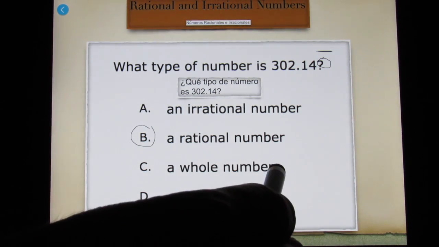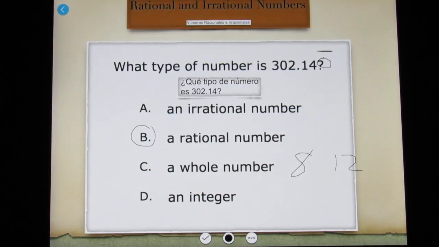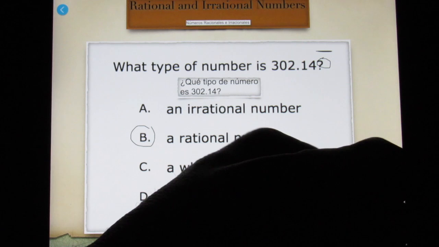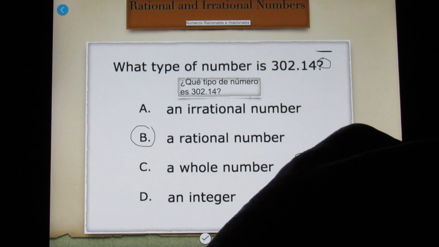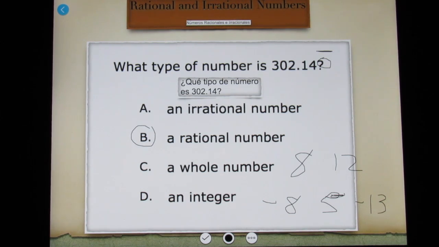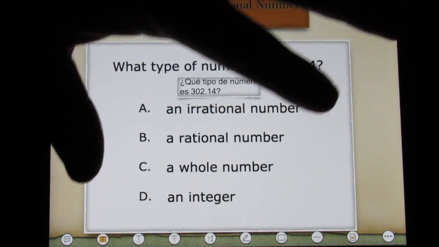Whole numbers are 0, 1, 2, 3, 4, 5. They're whole numbers. There's no decimal after it. Actually, technically, there is a decimal, but it would be zeros after it, just like 8 or 12. No fraction here. An integer is similar to that, but it might be negative 8, might be 5. Excuse me, that's an ugly 5. Maybe negative 13. Kind of like whole numbers, but it includes the negatives as well. So our rational number is 302.14, or 14 one-hundredths. Let's take a look at one more, and then we'll work on part 2.